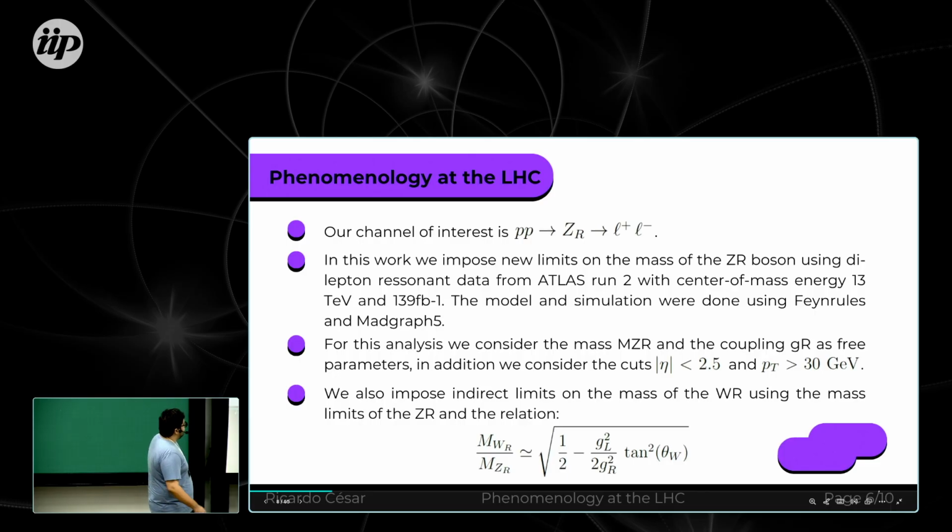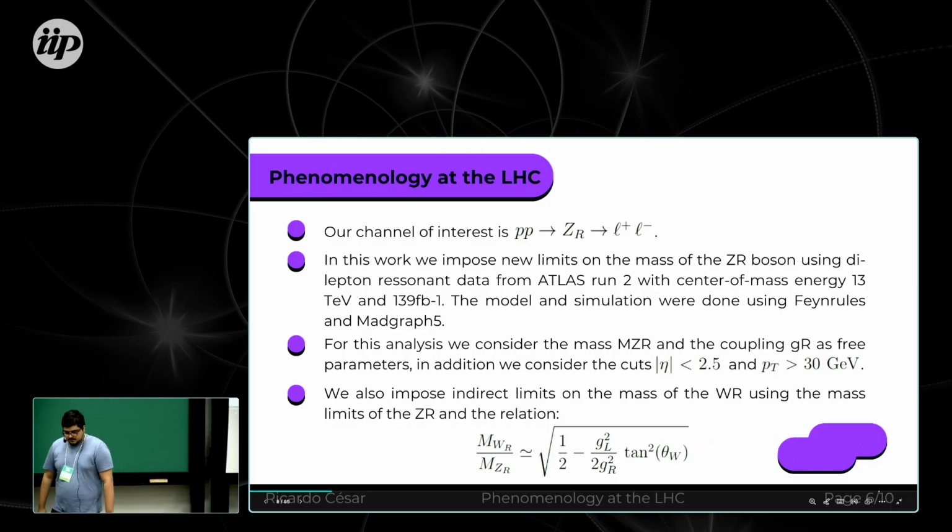As I said, we are going to impose indirect limits on the mass of the WR boson, and those limits come from this equation here. We have a relationship between the mass of the WR boson and the ZR boson. They are only related using these parameters here. The only parameter that changes is the GR parameter. So when we know the GR parameter and the limit on the mass of the ZR, we can impose a limit on the mass of the WR.